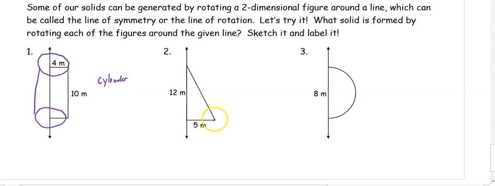In number 2, if we rotate a triangle around, we get a circle on the bottom. We can bring our side over here. That's going to create a cone. So anytime that there is a triangle, there's going to be a cone.